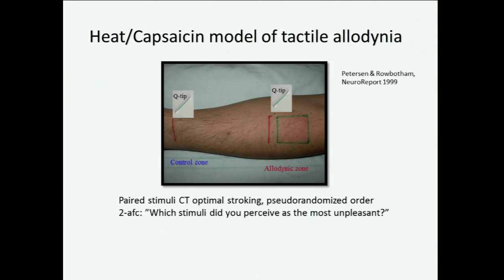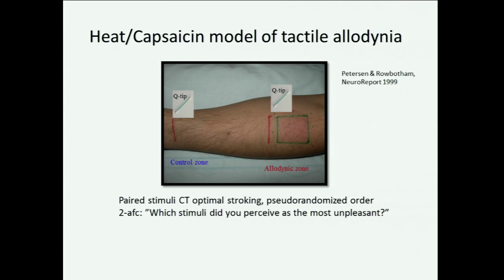And we have worked with a heat capsaicin model. And what you do is that you first burn the skin, heat the skin, and then you apply capsaicin cream on the area where you burnt the skin. And that creates hypersensitivity, not only in the treated area, but also outside the treated area. And the way we did the experiment was that we brushed here outside the sensitized area, as well as in the control area.